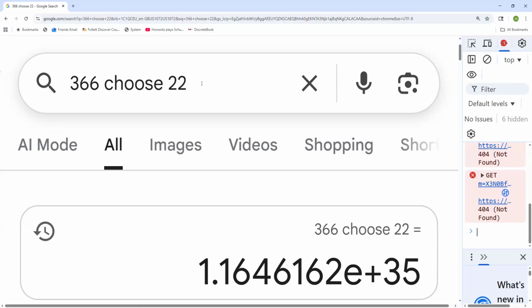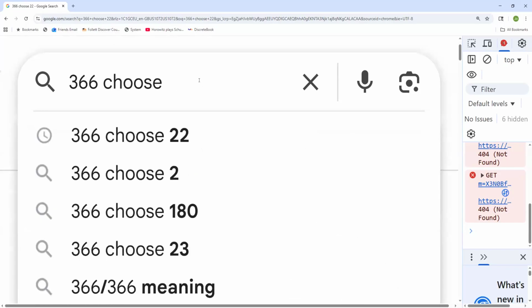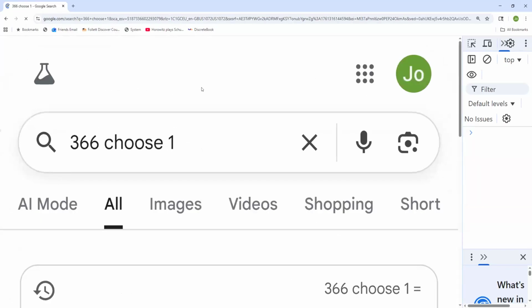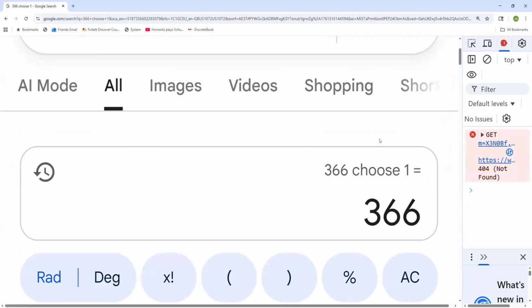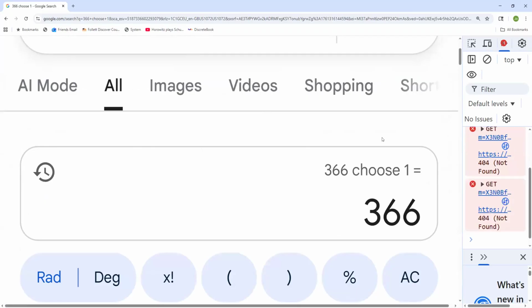Where is the biggest number in that Christmas tree located? In the middle of it, right? The ones on the outside are always the smallest. In fact, 366 choose 1 would equal 366, because there's only 366 different ways of choosing one thing out of 366. Obviously there's 366 ways of doing it.